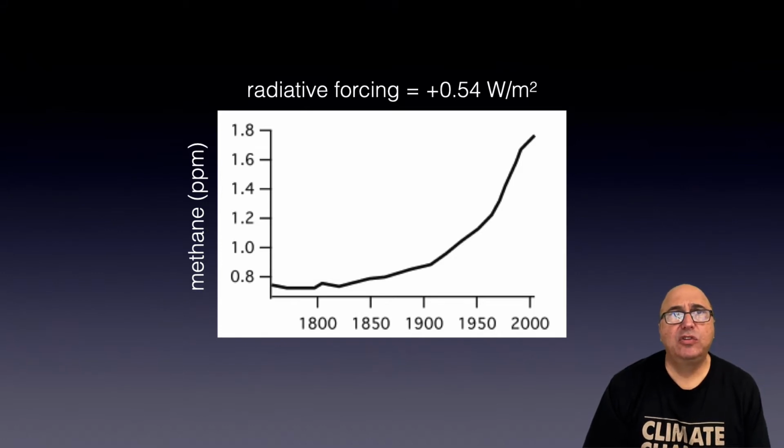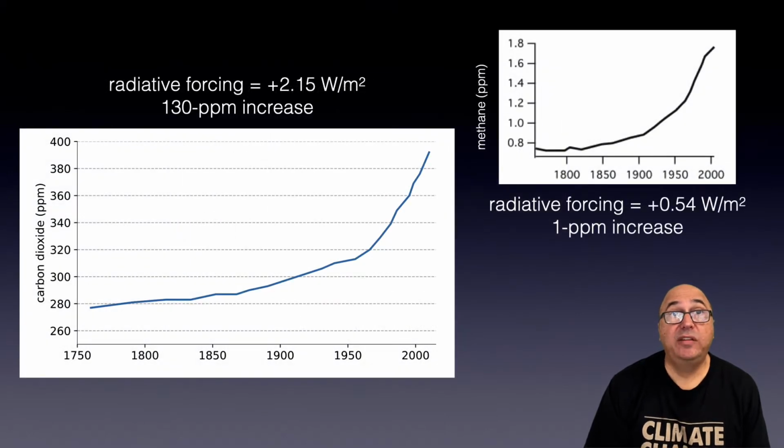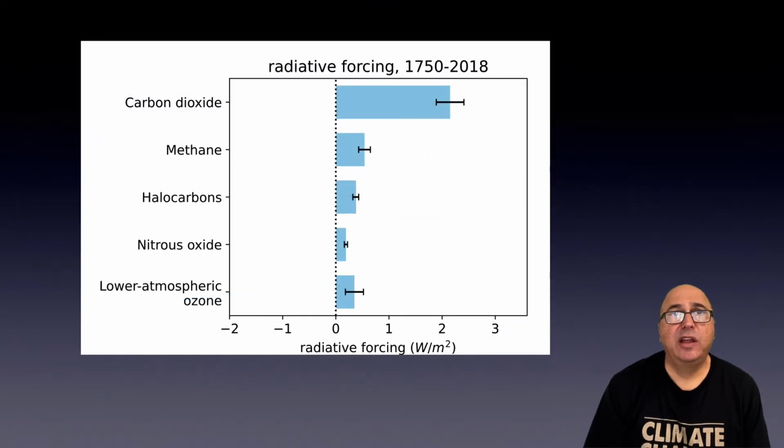Now, the advantage of using radiative forcing here is that it allows us to express diverse changes to the climate system using a common metric. For example, we can quantitatively compare the climate impact of a 130 part per million increase in carbon dioxide to a 1 part per million increase in methane. We can now look at the radiative forcings of all the greenhouse gases. Carbon dioxide is the most important greenhouse gas, making up about 2/3 of the total greenhouse gas forcing. Methane is in second place.